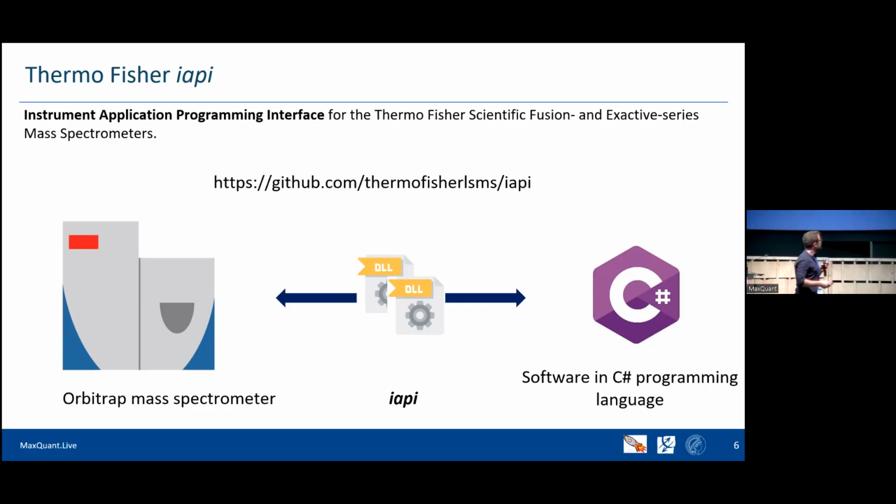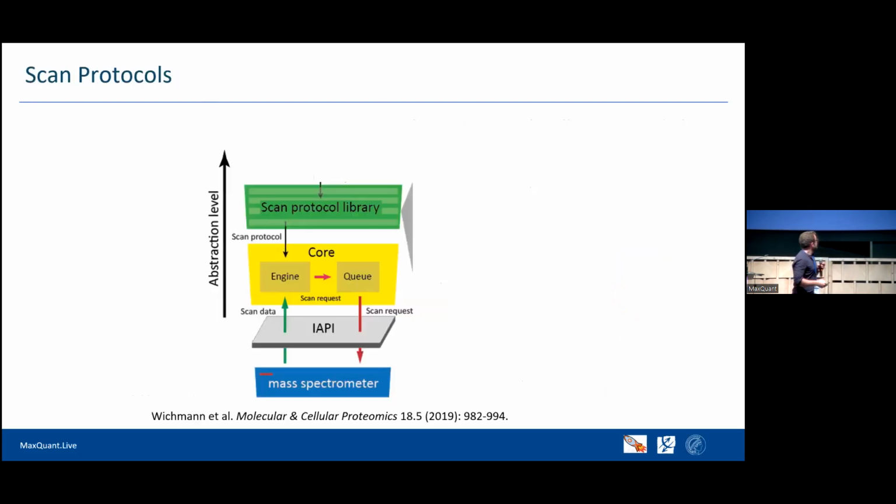It's also documented there and kind of interesting to work with that. So that's how we design the software. Again, we have a mass spectrometer here, and then there is this API or IAPI, which allows us to receive data. So we get the spectra in the software tool, and it also allows us to send scan requests, meaning all the parameters: MS1 scan, MS2 scan, and so on.